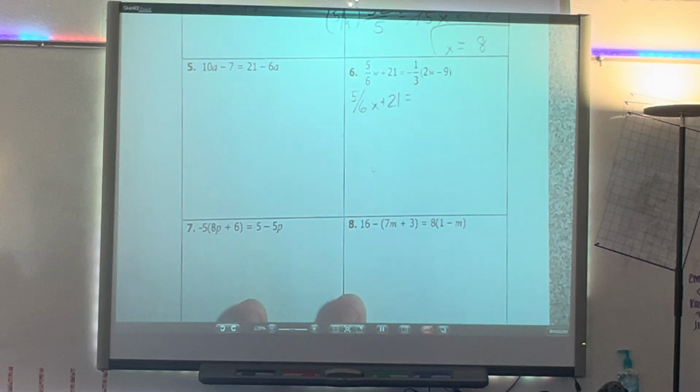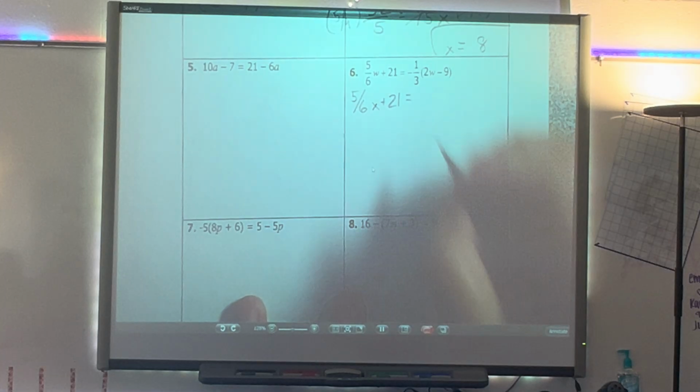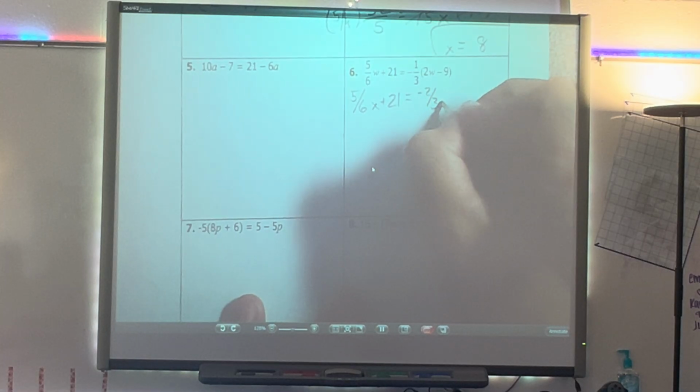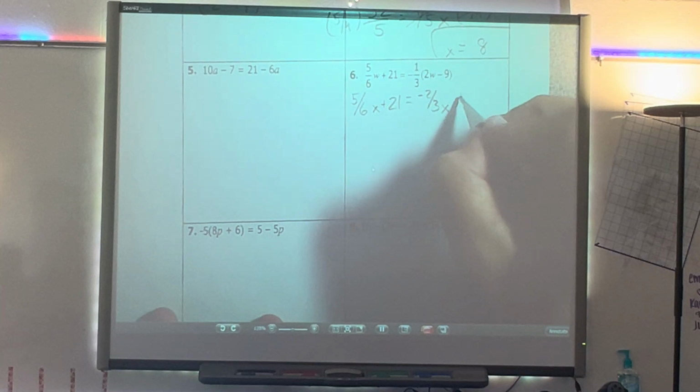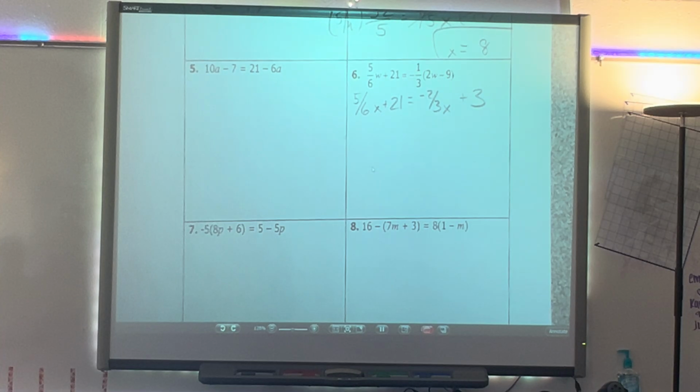Alright, so negative 1/3 times 2 is going to give me negative 2/3, right? And negative 1/3 times a negative 9 is going to give me positive 3. Everybody good there? Y'all want X on the left or on the right? Emily, X on the left or right? You want X on the right?